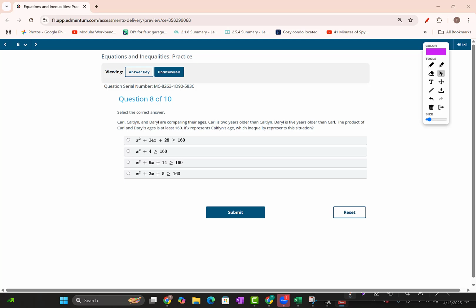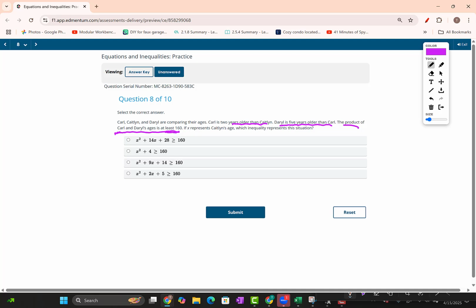Carl, Caitlin, and Daryl are comparing their ages. Carl is 2 years older than Caitlin. Carl is 2 years older than Caitlin. Daryl is 5 years older than Carl. The product of Carl and Daryl's ages is at least 160.